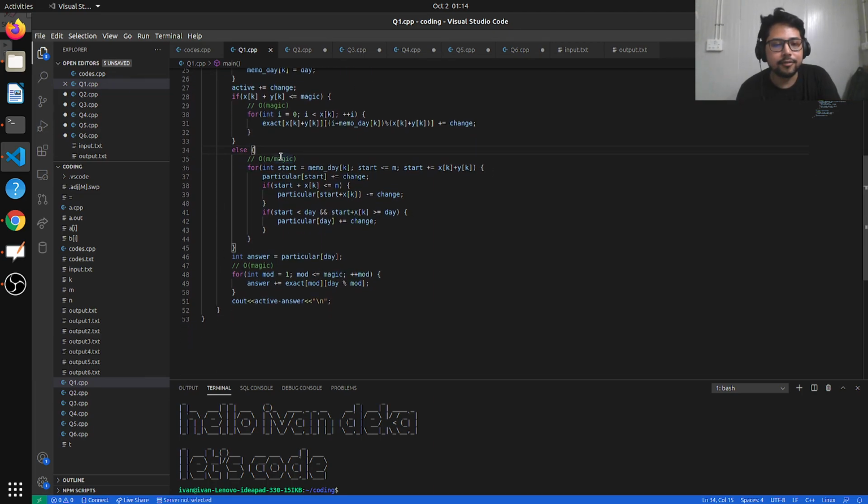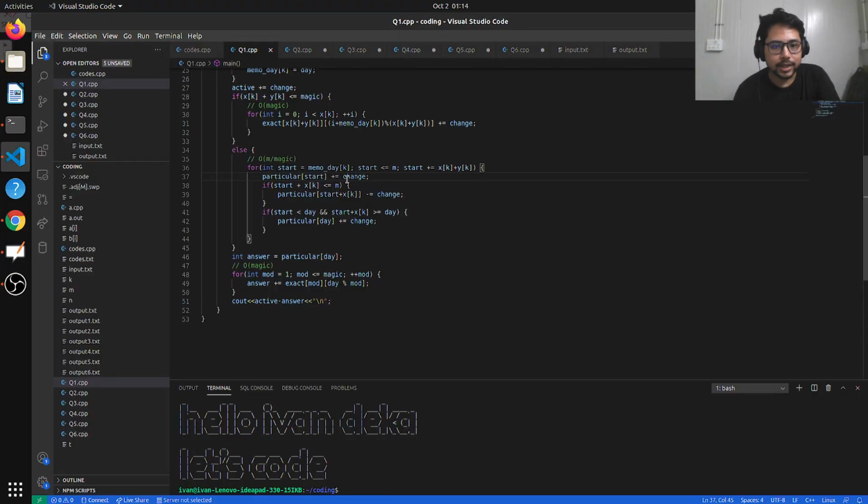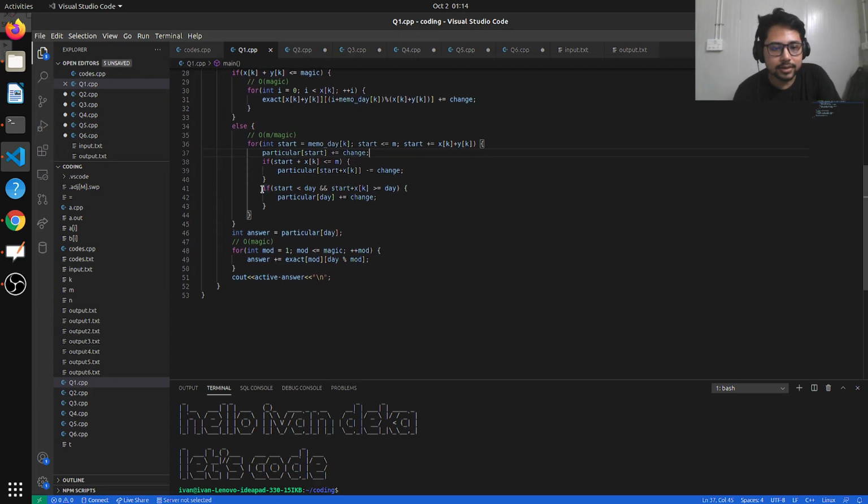Similarly, for the next step, it's simple. It starts with the memo day, and the start keeps on incrementing by xk plus yk. And here, similar to the analogy of the range sum, we add the change for the start day, and if start plus xk is less than m, we do a minus in that case. One particular thing to note is this condition.